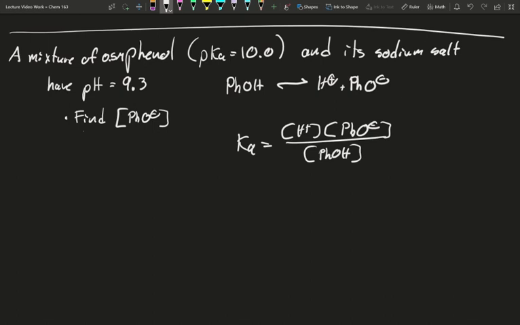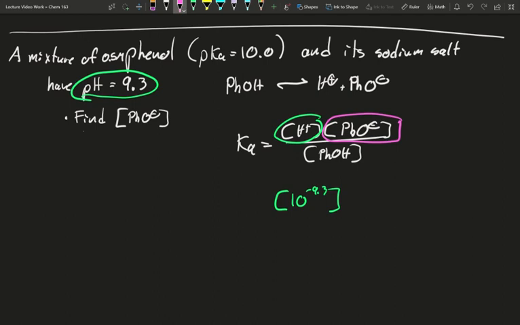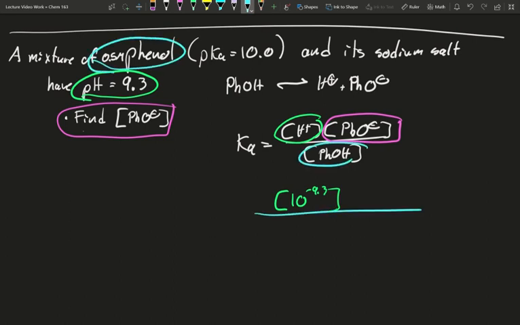Which pieces of info do we know? Well, we have a pH, so we do know the H plus concentration. It's going to be 10 to the negative 9.3. I want to solve for the base concentration, so I don't know that yet. That's what we're trying to get to. I was given the phenol concentration, so I do know that the phenol is 0.5 molar.